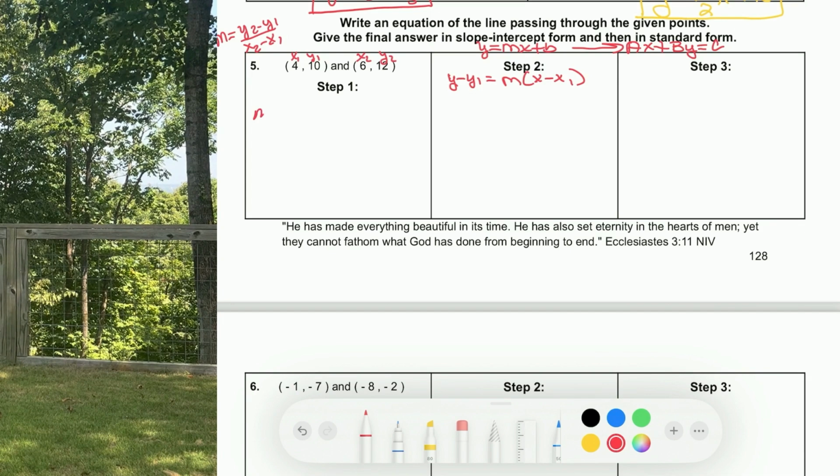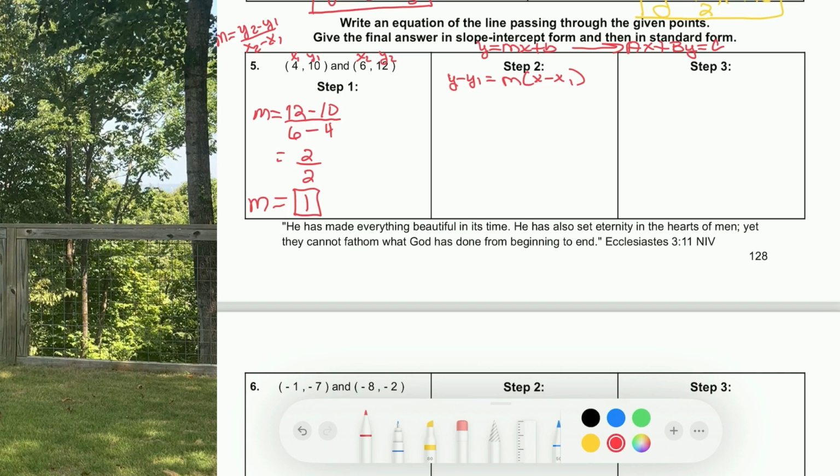All right, so m equals my second y, 12, minus my first y, 10, over my second x, which is 6, minus my first x, which is 4. 12 minus 10 is 2. 6 minus 4 is 2. And that reduces to 1 because 2 divided by 2 is 1. So my slope is 1.